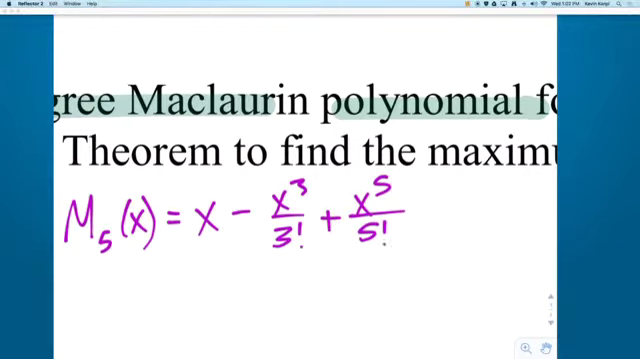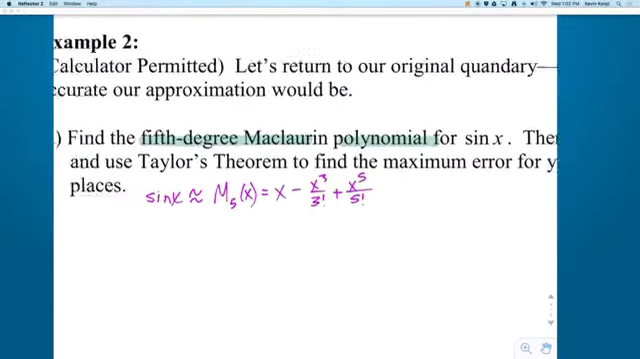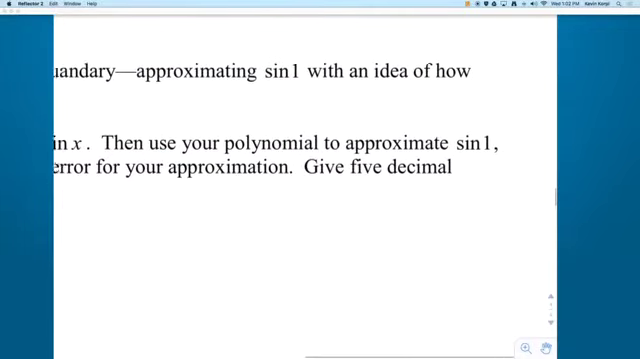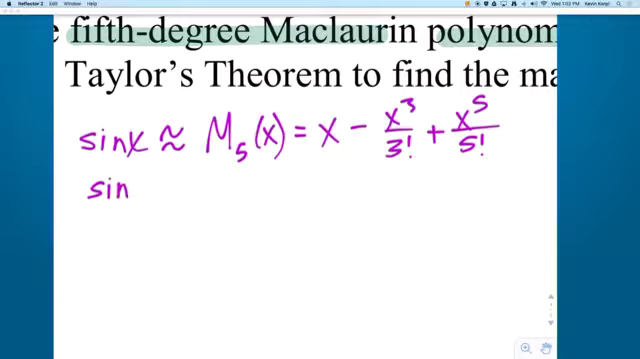Did it say 5 terms or a 5th degree? 5th degree. So with 3 terms, we're done, right? So there's your 5th degree. Then use the polynomial to approximate sine of 1. So here we go. Right underneath there, we'll just plug in a 1 for x.